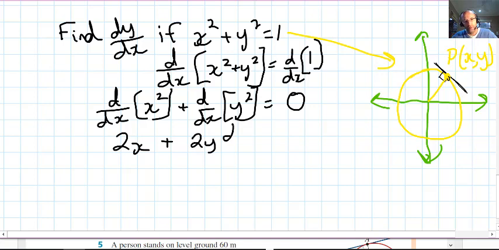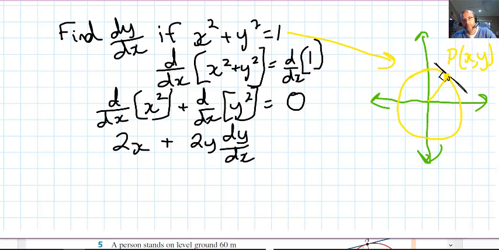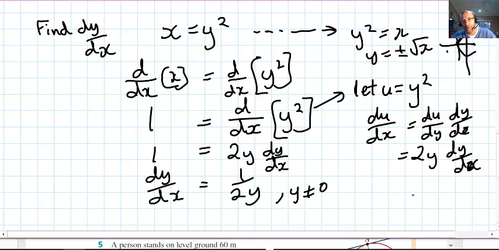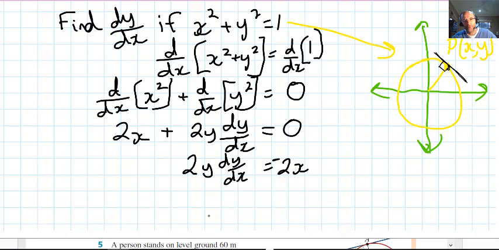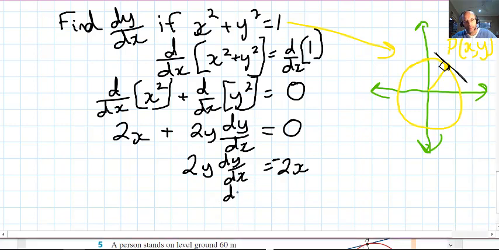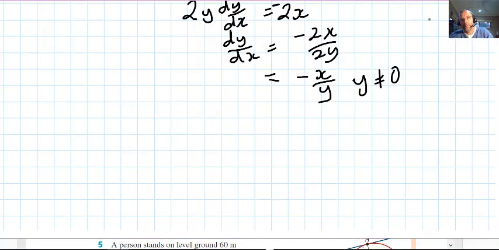I'll speed that up this time, refer to the previous example. Here, 2y dy dx. Rearranging to get dy dx. Negative 2x over 2y. Negative x over y is our value for dy dx.